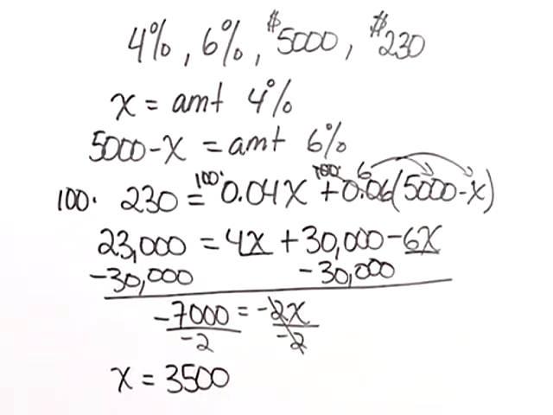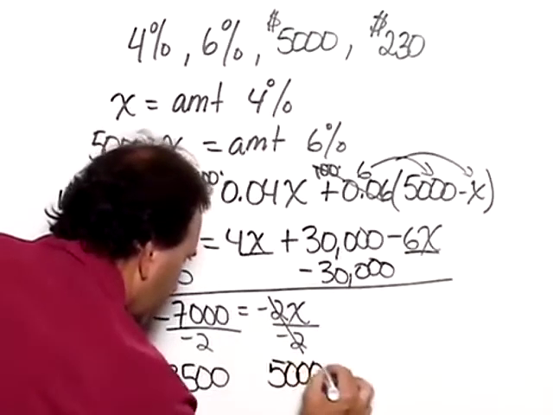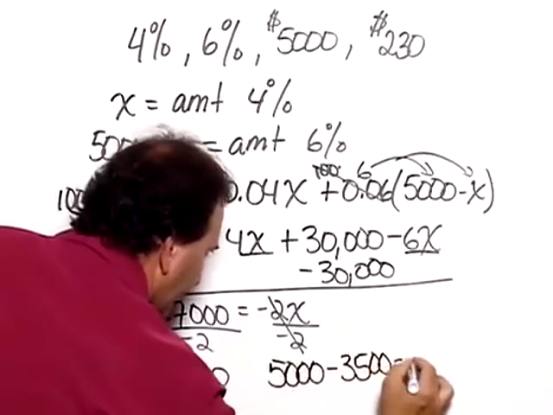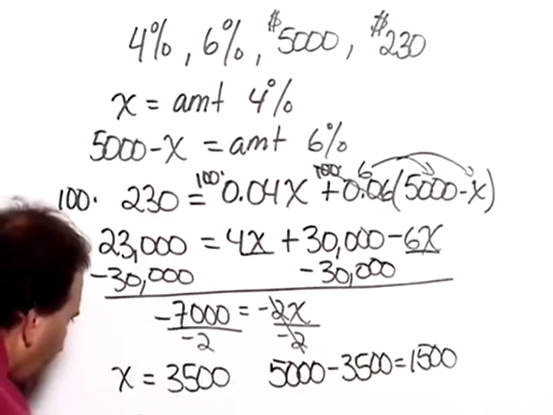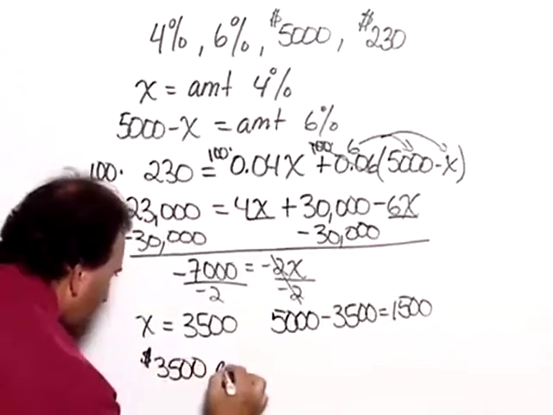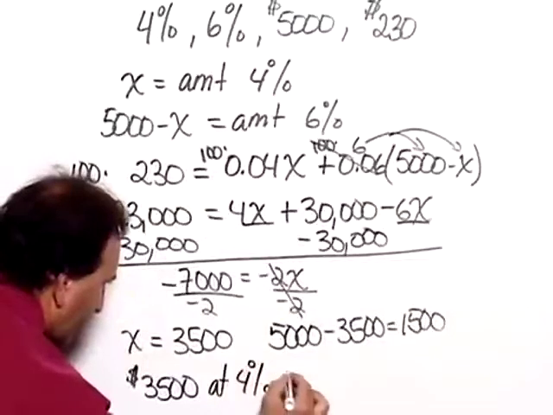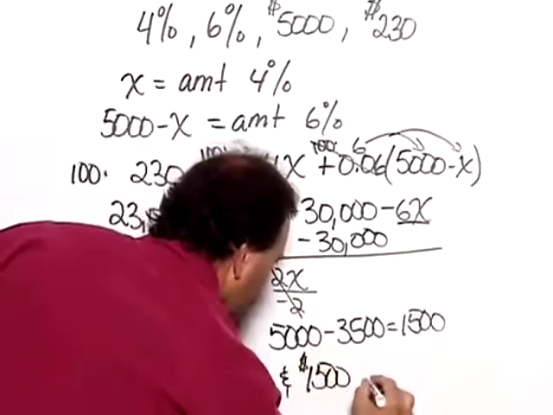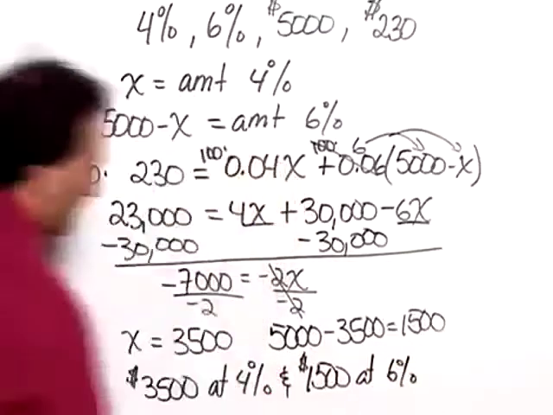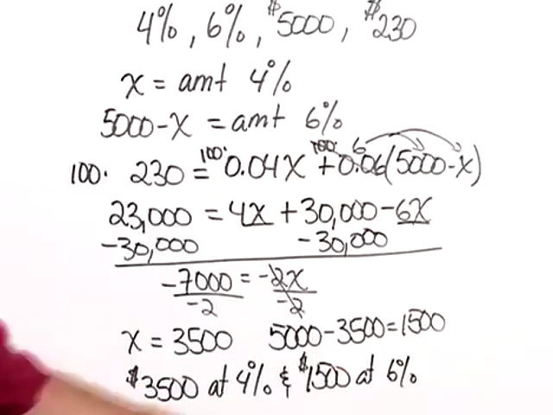3,500. Well, if x is 3,500, then 5,000 minus x would be 5,000 minus 3,500, or 1,500. And what that tells us as our solution is that the loan of $3,500 was at 4%, and the loan of $1,500 was at 6%. And so those are the two loans that the student took out.